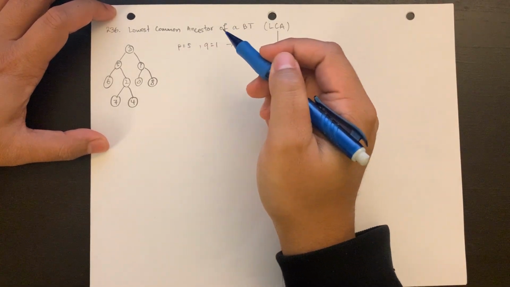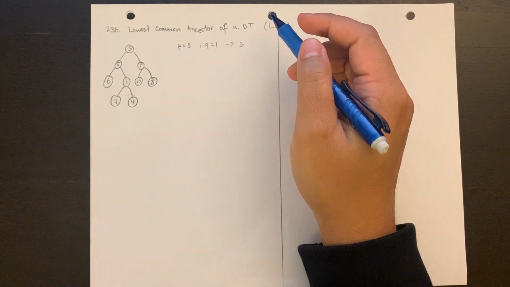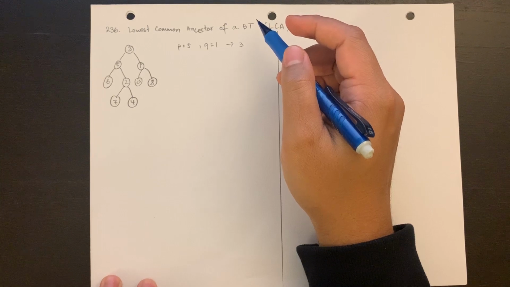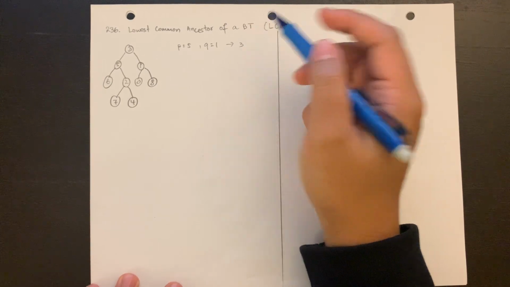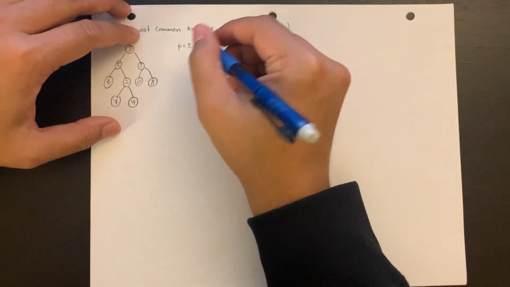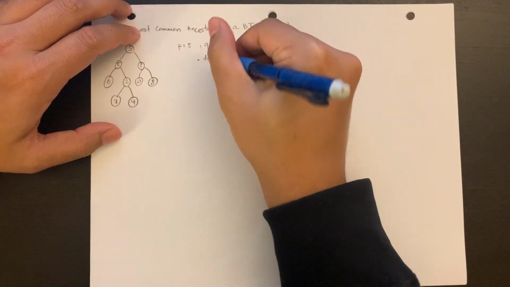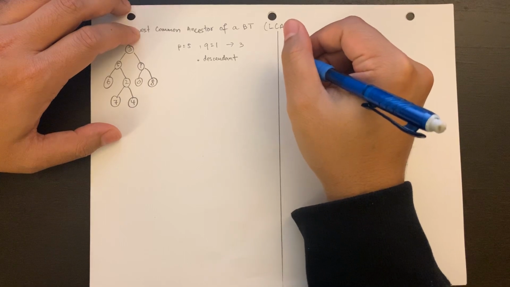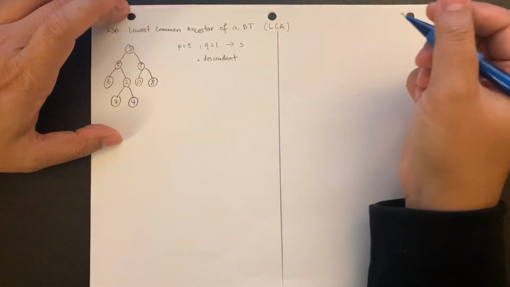So, lowest common ancestor of a binary tree. All right, we need to identify the key terms. What does it mean by lowest common ancestor? There are a lot of terms that I need to understand. What is a descendant?